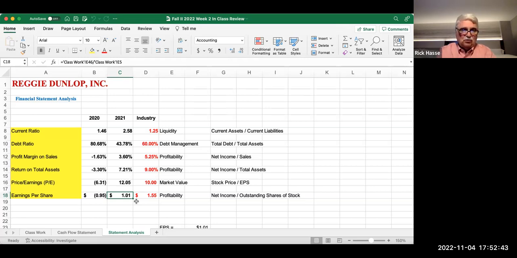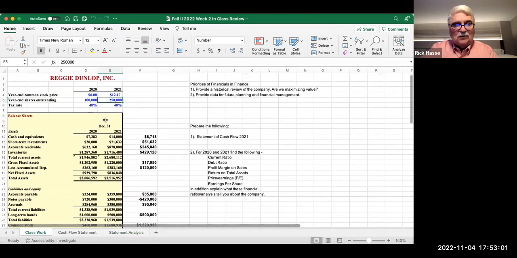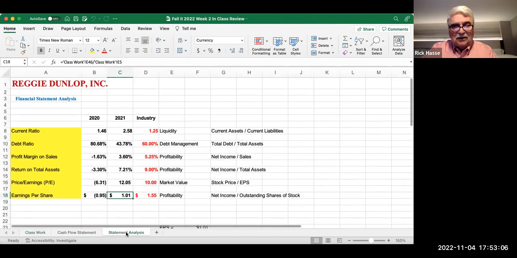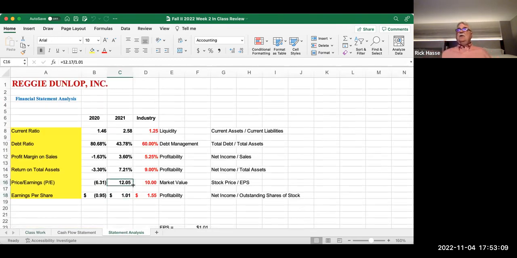Well, once we have earnings per share, then we can determine the price earnings ratio. Price earnings ratio is the relationship of earnings per share to the stock price. So for example, our earnings per share is $1.01 for 2021. If we go to our financial statements, look at the closing stock price of $12.17, the relationship of that is 12.05. In other words, the stock price in the market, $12.17, in relationship to the earnings per share is a little bit over 12 times greater.